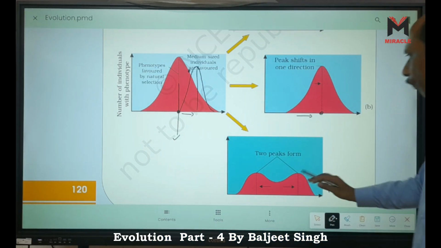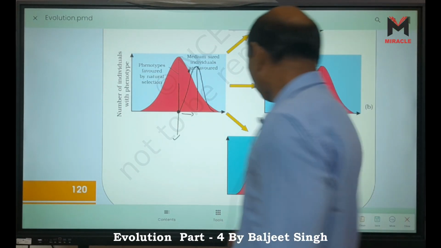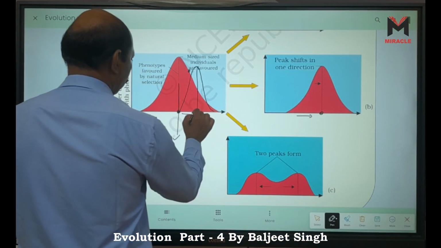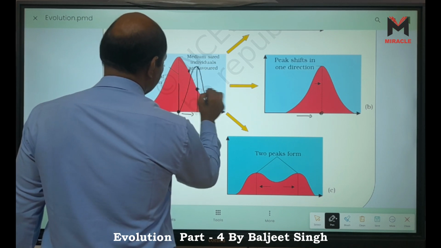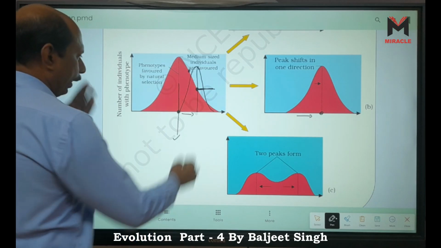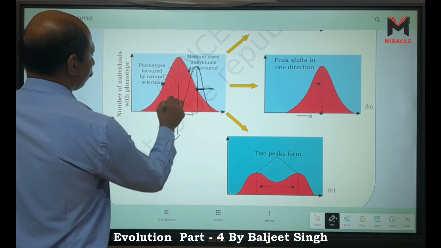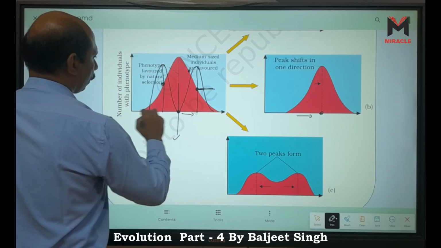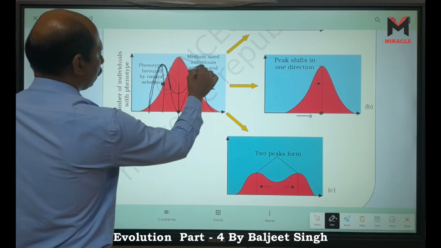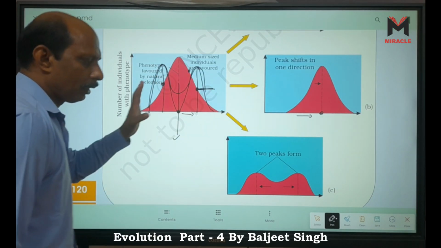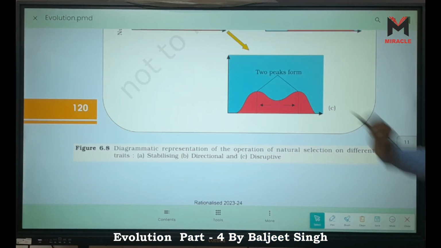Second, 2 peaks form. 2 peaks means when it is not from one side but on both sides, then it forms 2 peaks. Suppose this one is more, suppose this state is developed, then we get this one direction. If this state is developed, then we get this direction, right? And when both are present, then this type is called the disruptive method, and this one is disruptive as it is given here on both sides.